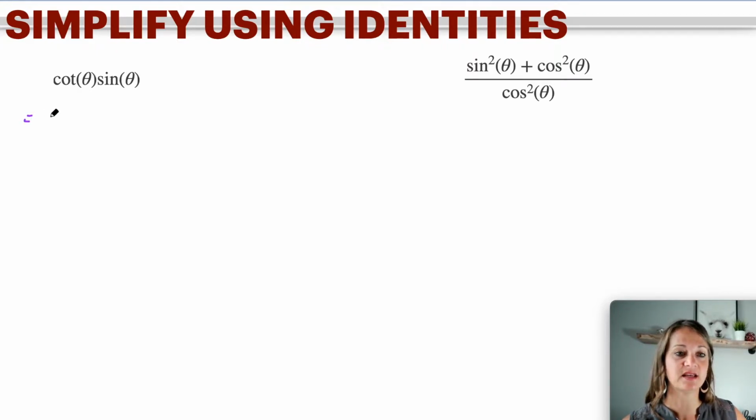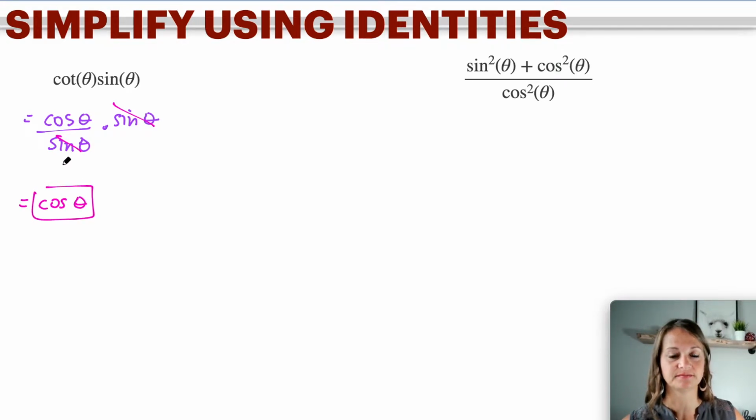So beginning with this, again, I'm going to put everything in terms of cosine and sine. That is a quotient identity. And then see what cancels, which the sines cancel, leaving me the identity that's left, which is cosine.